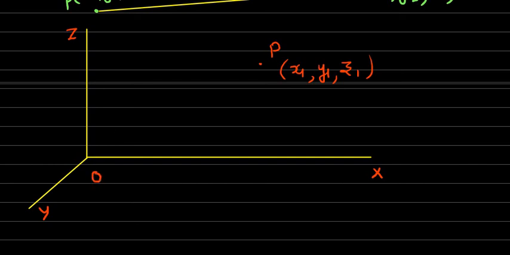Obviously, as the origin is the intersection of all three axes x, y and z, it will satisfy the equations of all three lines, as well as the origin is the intersection of all three planes, xy, yz and zx plane. Therefore, as it lies on all three planes, it will satisfy the equations of all three planes. Therefore, the coordinates of origin will be 0, 0, 0.